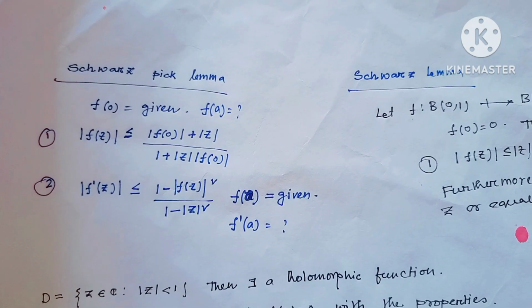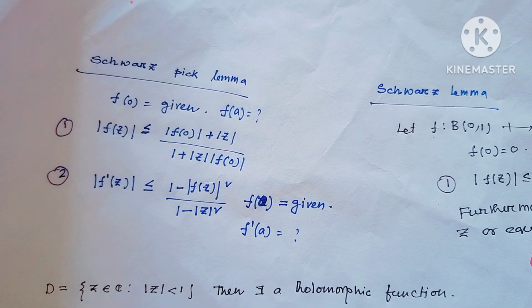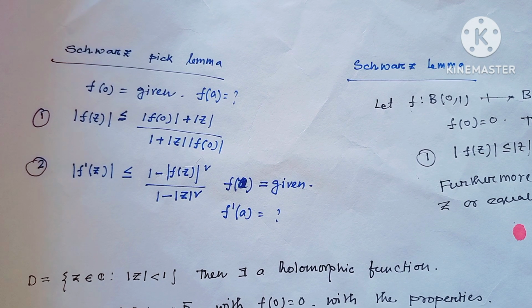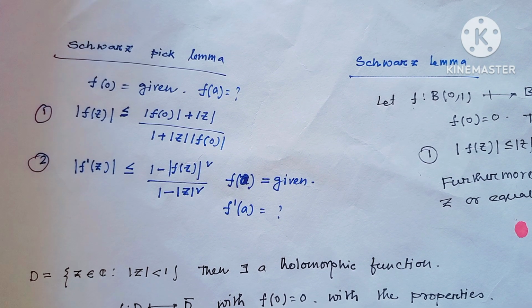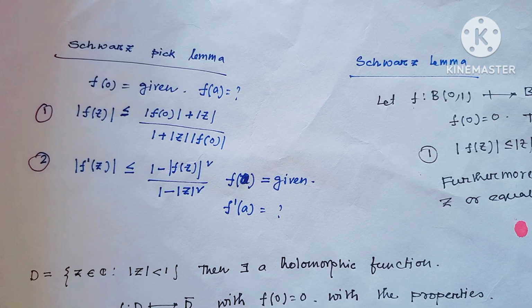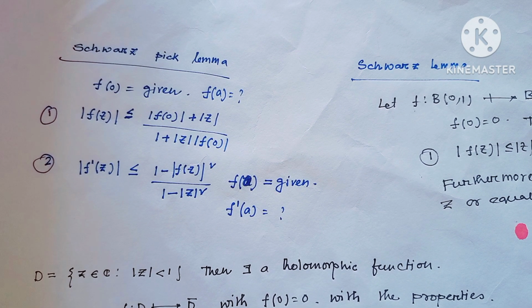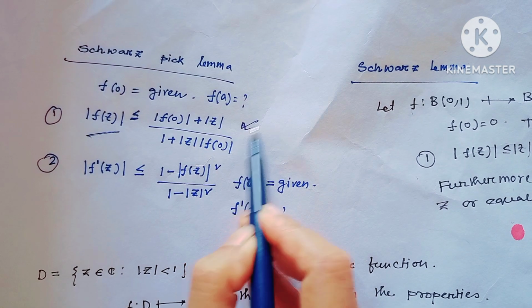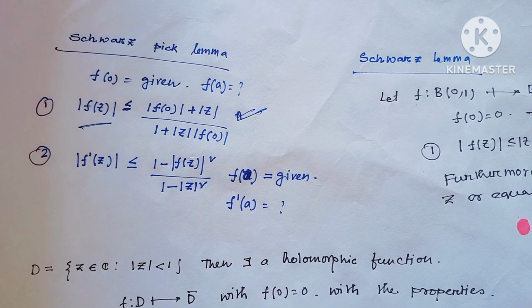And Schwarz-Pick Lemma is, if f(0) is given, then we can always find f(a). By Schwarz-Pick Lemma, |f(z)| is always ≤ (|f(0)| + |z|) / (1 + |z||f(0)|), where f(0) is given. Then by this lemma we can find any f(a) if f(0) is given.